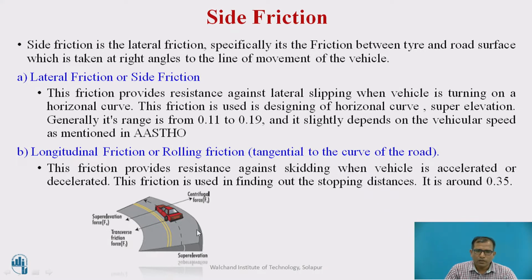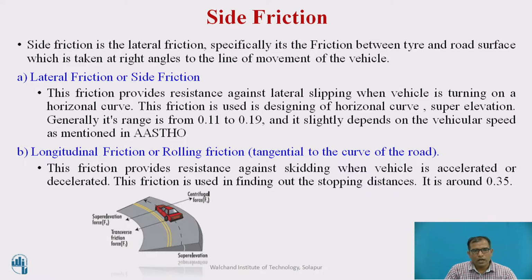Now we have super elevation and lateral friction. Both combined together act to prevent the skidding of the vehicle on the outside, or to counteract the centrifugal force. So this is the important parameter. Lateral friction or side friction is available in this direction. Generally, it ranges between 0.11 to 0.19 and slightly depends on the vehicular speed, as mentioned by the IRC code.